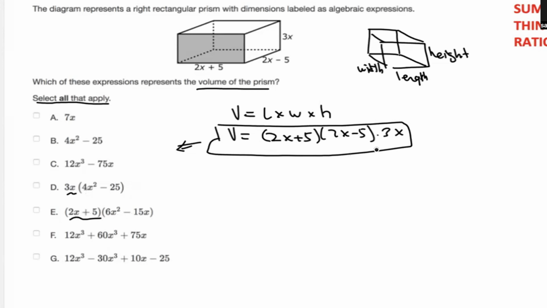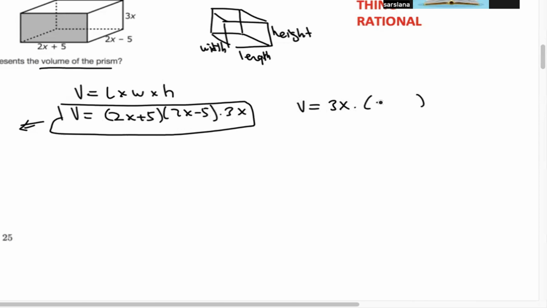It means that this volume can be multiplied as expressions in a way that we put 2x plus 5 aside and multiply 2x minus 5 and 3x, or we put 3x aside and multiply 2x plus 5 and 2x minus 5. Let's try. As the volume, let's assume that 3x is outside, aside, and then we multiply 2x plus 5 and 2x minus 5.